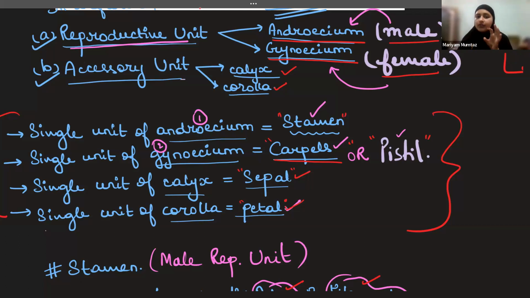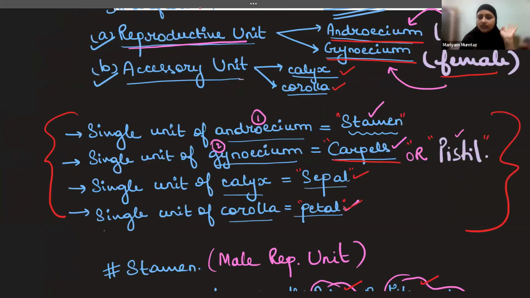We'll be talking about single units only because when many stamens come together, we call it androecium. We can't study 10 things at once, it will be complicated, so we'll take one to study it in depth. Clear? We have the single unit of androecium, that is stamen, of gynoecium, that is carpel or pistil, of calyx, that is sepal, and of corolla, that is petal.